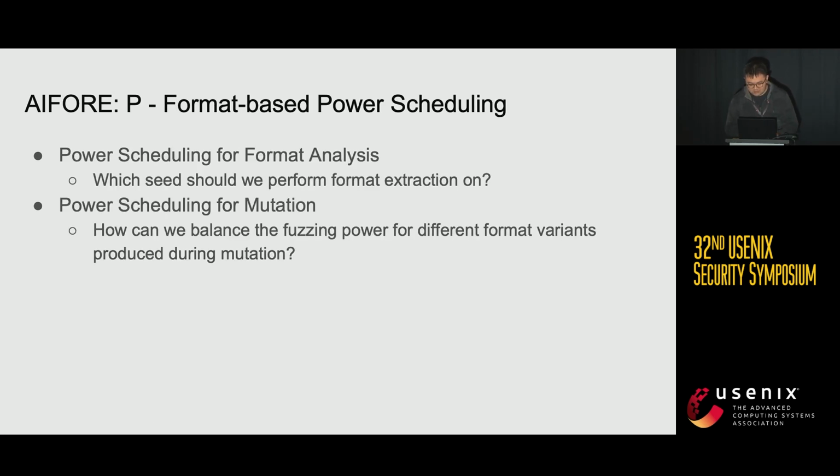When utilizing the format knowledge in fuzzing, we face the following 2 problems. First, there are a large number of inputs generated. Which seed should we perform format extraction on? Because the format extraction is relatively much slower than the test case generation and execution. If we analyze each seed, it is against the spirit of fuzz testing. Second, how can we balance the fuzzing power for different format variants produced by mutation?